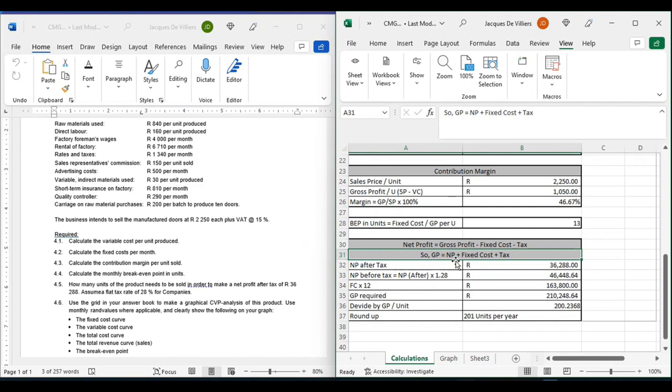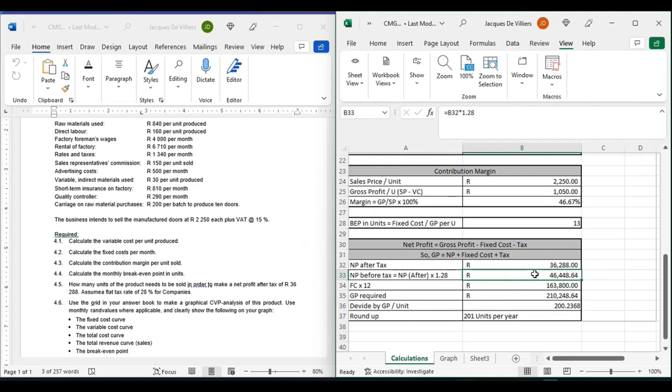They gave us the required net profit after tax, 36,288. Now I need to calculate my net profit before tax. My net profit after tax is when the 28% has already been taken out, so how do I put it back? I multiply by 1.28. When I take the 36,000 and multiply it by 1.28, I get 46,499. Now I know that.